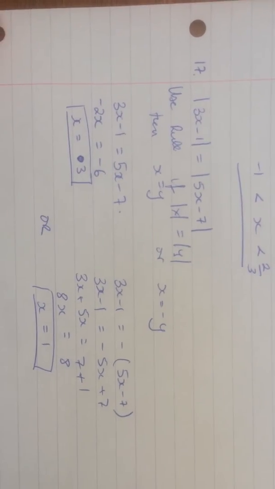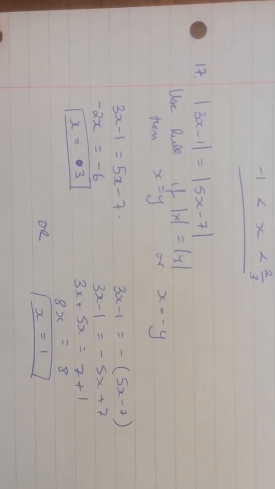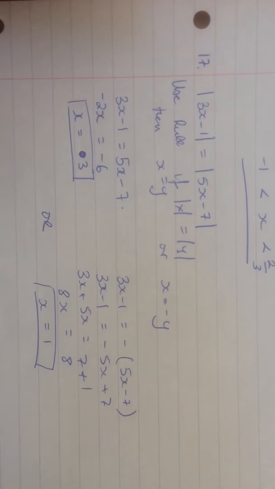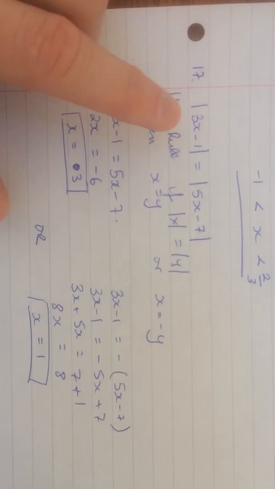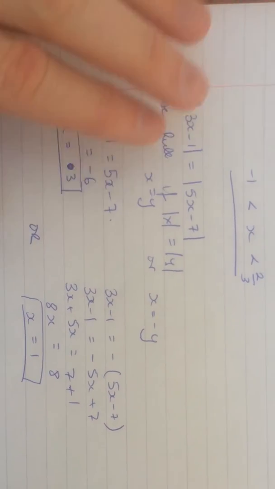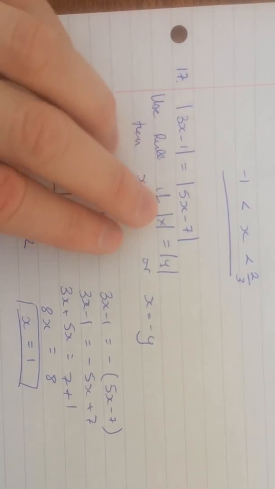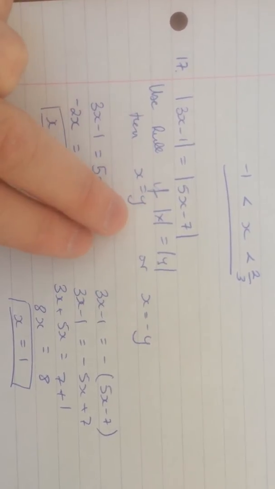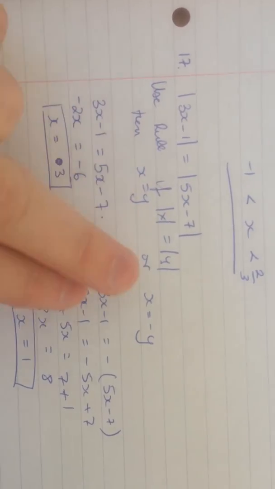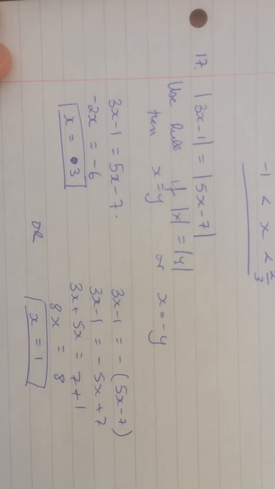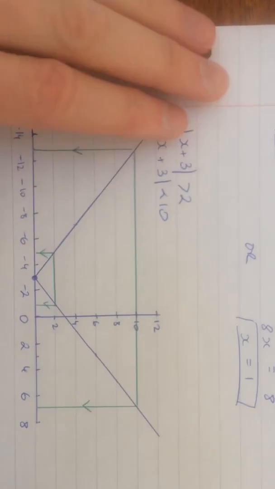Okay. Question 17, from what ones I've corrected from people that sent them through, generally very well answered. Okay, so here we're using the modulus. So what we do here is we use the rule that's now given in the book, that x is equal to y or x is equal to minus y. So we substitute these in values, work them out, and you get out those values for x.